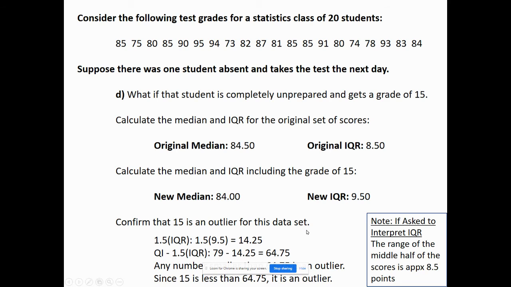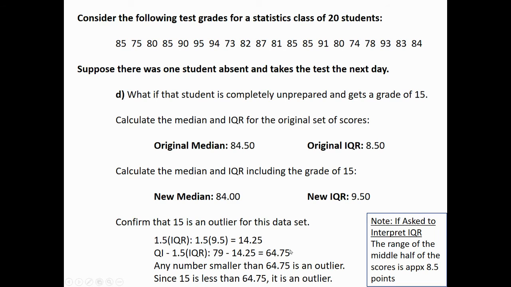So we're going to be using the 1.5 IQR rule. The 1.5 IQR rule, unless you're told otherwise, is what you're going to use to classify something as an outlier or not. So whatever the IQR number is, in this case, 9.5, we're going to multiply that by 1.5. That gives us 14.25. We're going to subtract that number that we get from Q1. Any number smaller than that is an outlier. Since 15 is less than 64.75, it is an outlier.